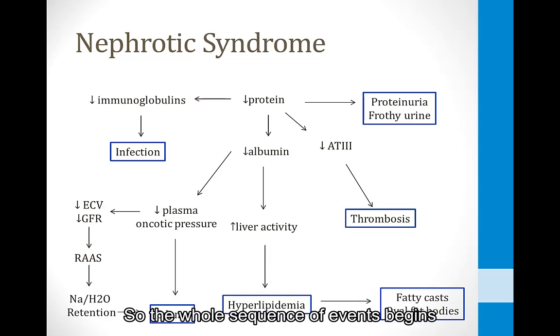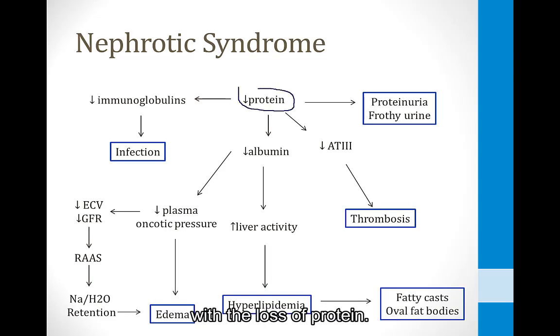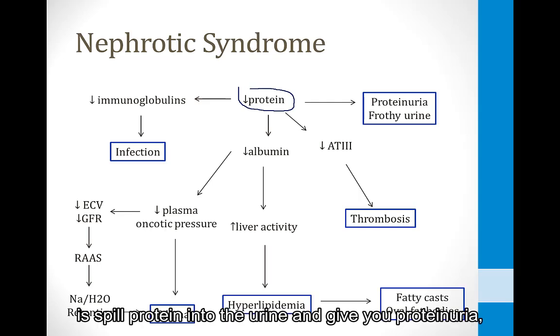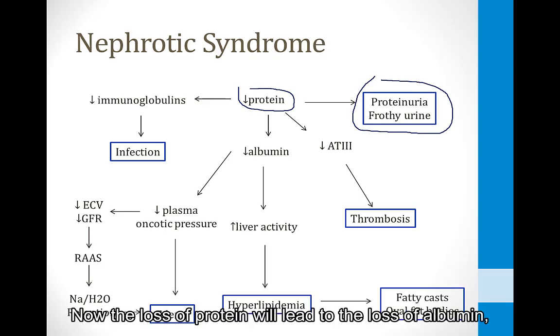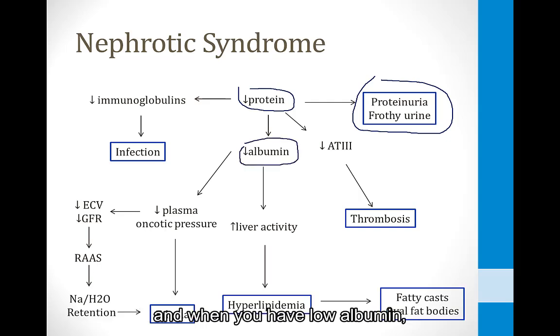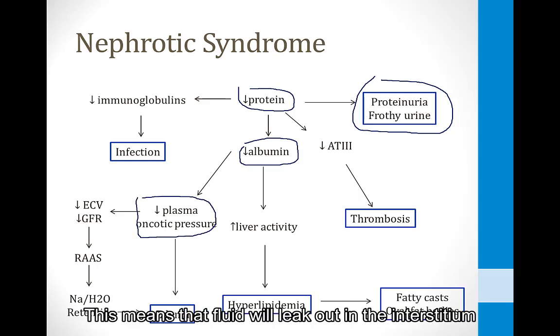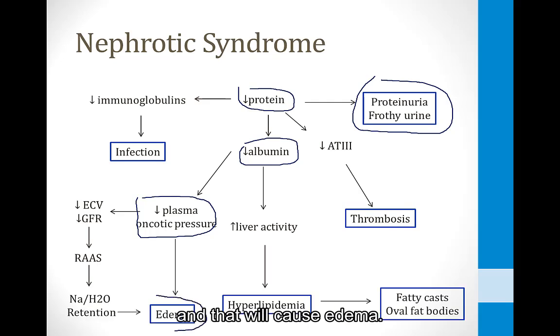So the whole sequence of events begins with the loss of protein. And the first thing this is going to do is spill protein into the urine and give you proteinuria, which patients often describe as seeing a frothiness to the urine. Now, the loss of protein will lead to the loss of albumin. And when you have low albumin, you get low plasma oncotic pressure. This means that fluid will leak out into the interstitium, and that will cause edema.